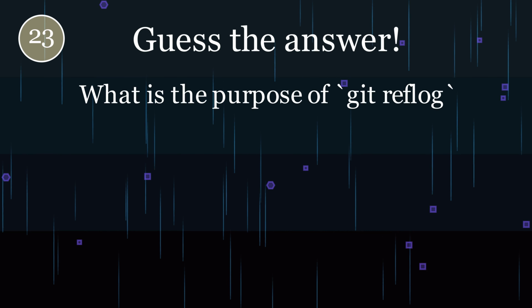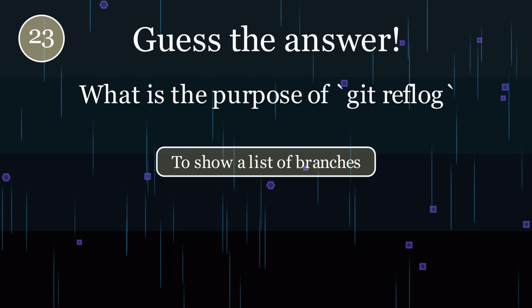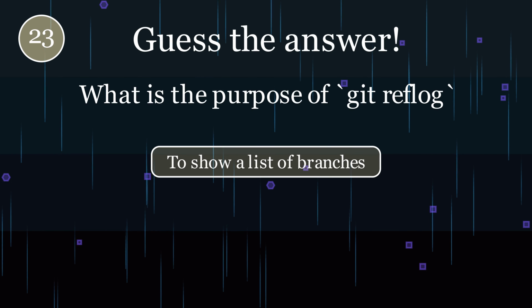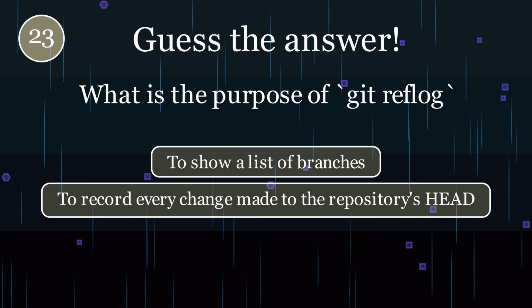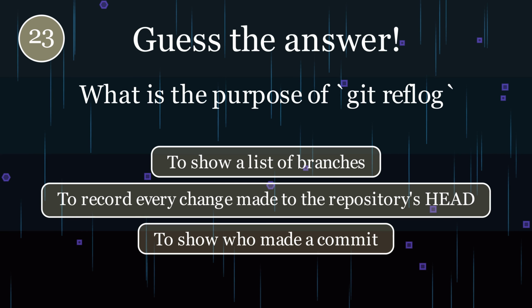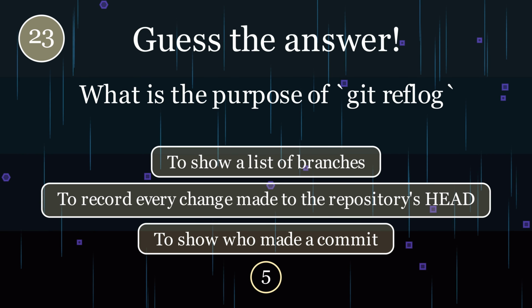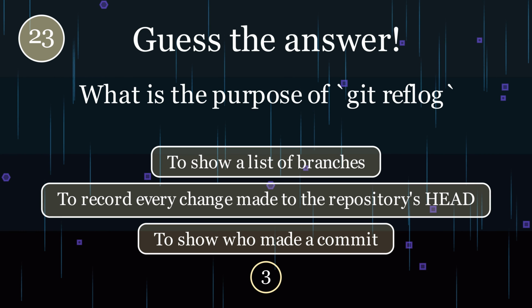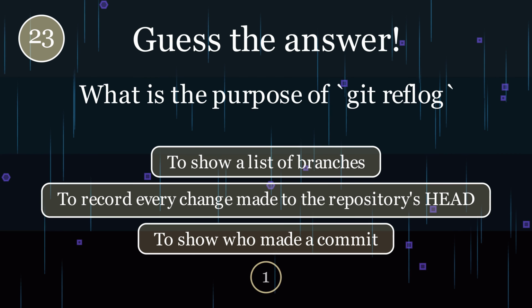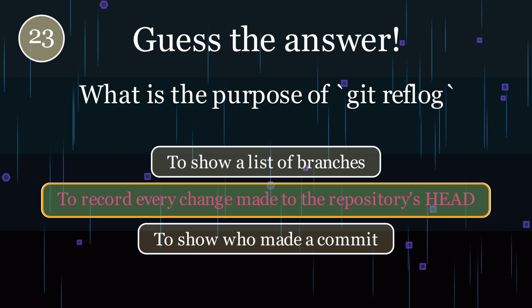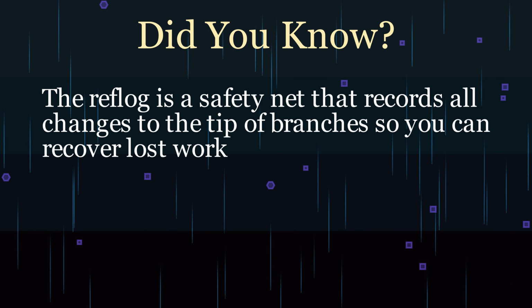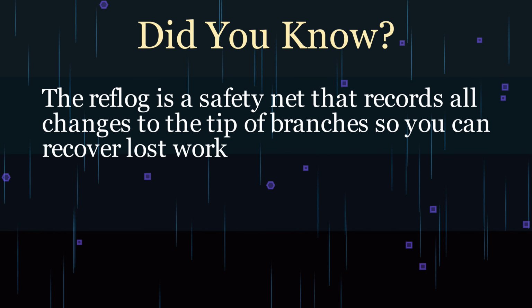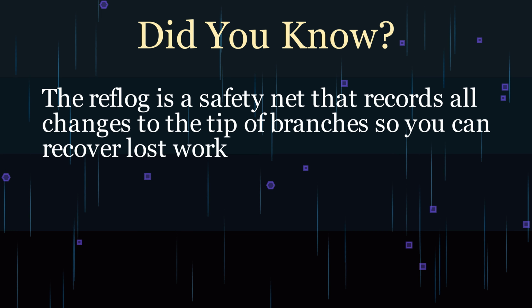What is the purpose of git reflog? To show a list of branches. To record every change made to the repository's HEAD. To show who made a commit. The correct answer is to record every change made to the repository's HEAD. Did you know? The reflog is a safety net that records all changes to the tip of branches so you can recover lost work.